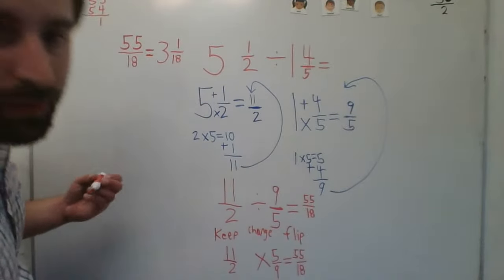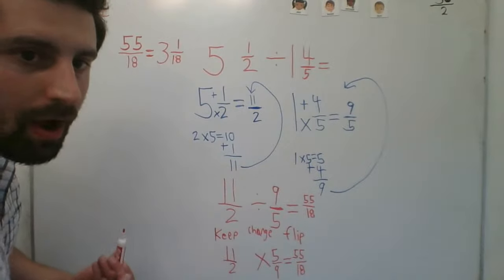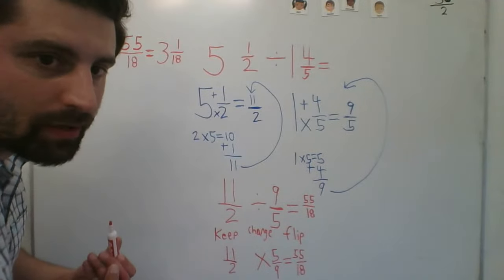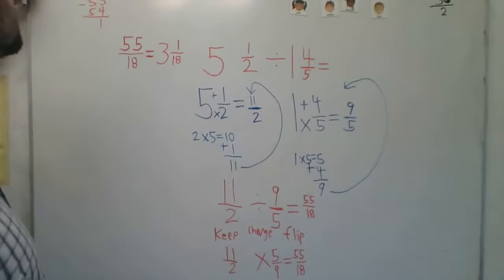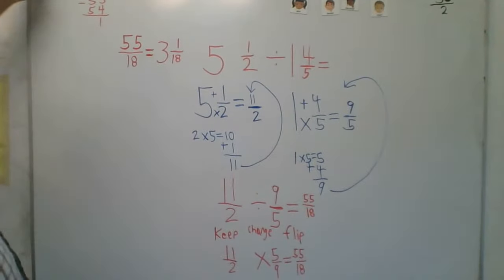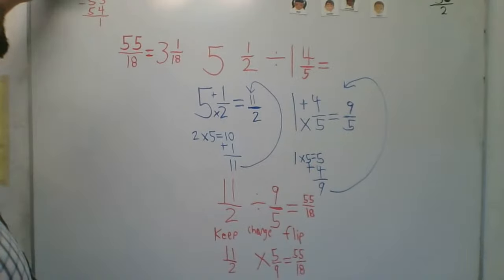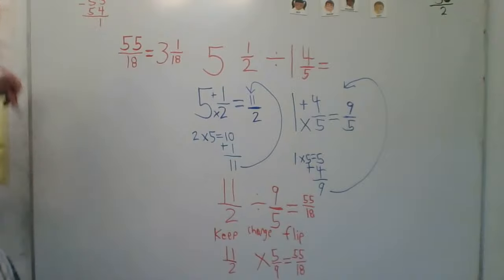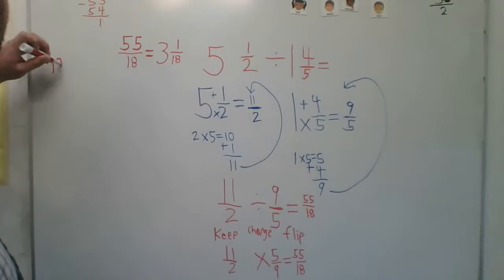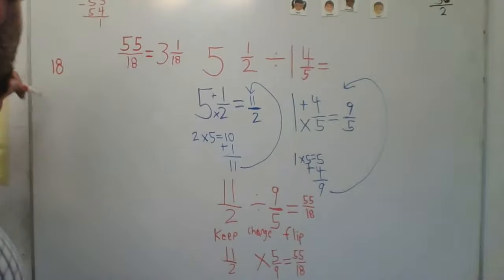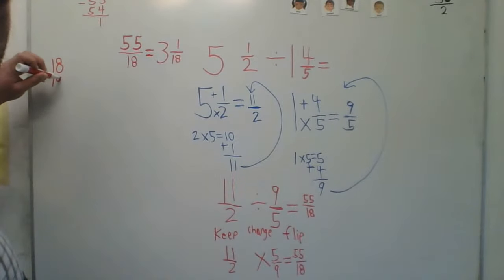Now, for those of you who aren't able to skip count the big numbers in your head, here's a separate way to go about that. Let's say you're not able to instantly count by 18s the way I just did. What you can do is you can just add 18 repeatedly until you get to 55 or as close to 55 as possible. So 18 plus 18.